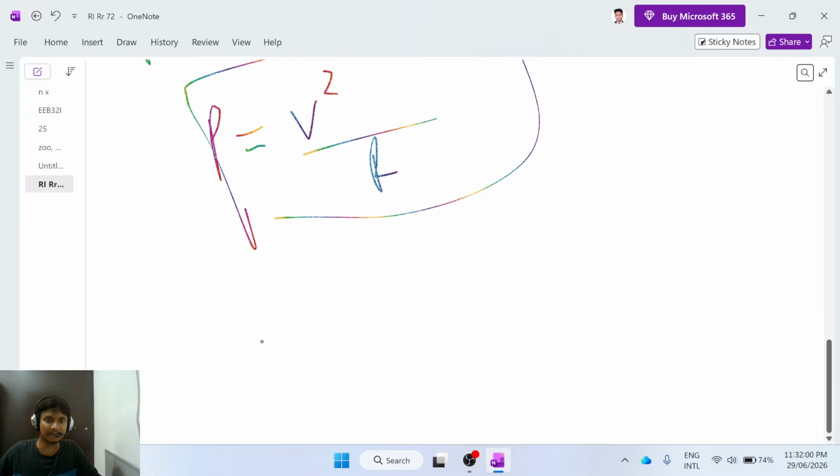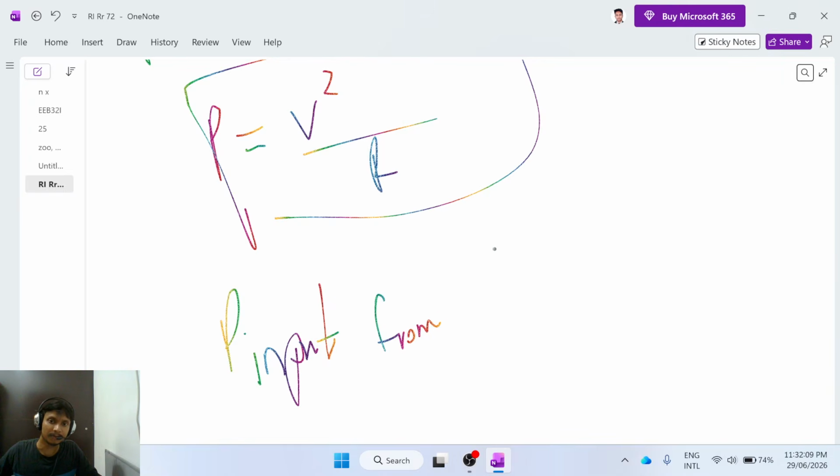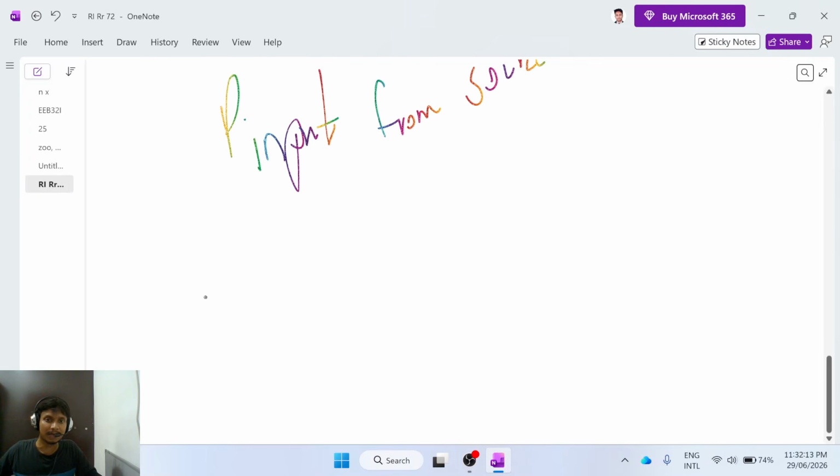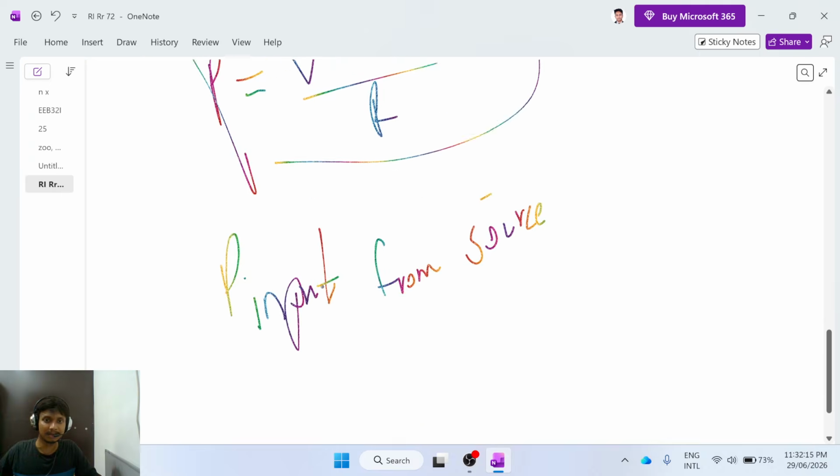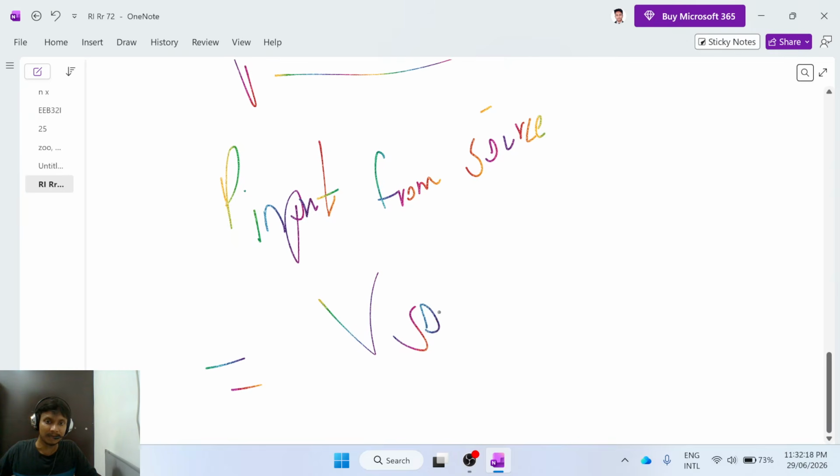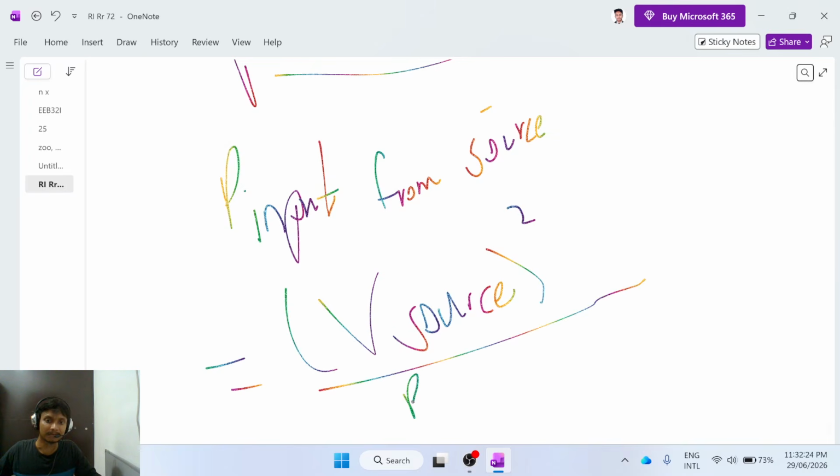Therefore, P is equal to V square by R. Now we have to find P input from source. This is the best question. P input from source, that is the question, is equal to V source whole square divided by R.